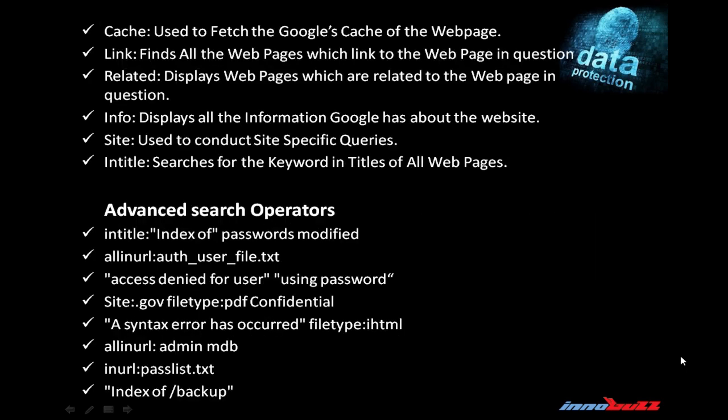Cache is used to fetch the Google cache of the web page. Link finds all the web pages which link to the web page in question. Related displays web pages which are related to the web page in question. Info displays all the information Google has about the website. Site is used to conduct a site-specific query. Example, site:www.inobus.in. You can find all the result pages only of inobus.in.